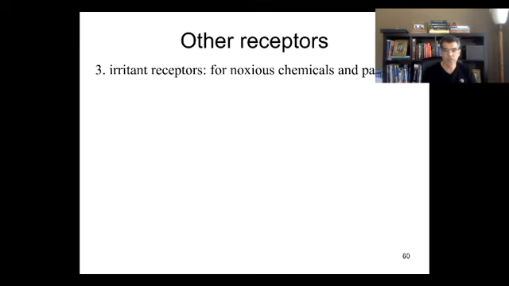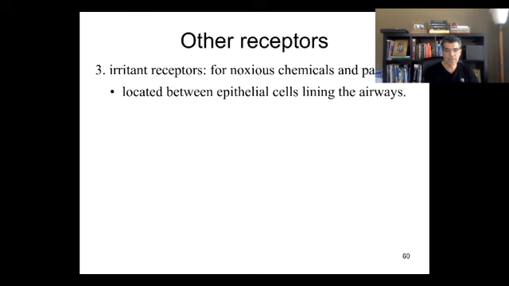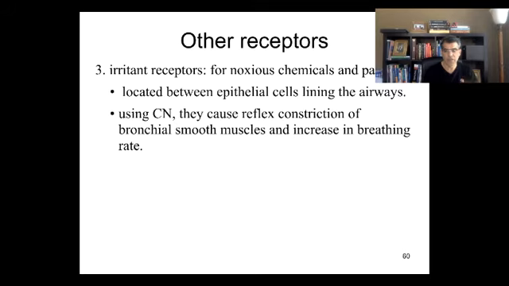In the same token, we have some receptors called irritant receptors. These receptors are located between epithelial cells of the airway and respond to particles or chemicals that stimulate or irritate your airways. By stimulation of these receptors, they're going to constrict your bronchial system, and as a result, your breathing rate should increase. That's why, in the case of, let's say, asthma, you have constricted airways.